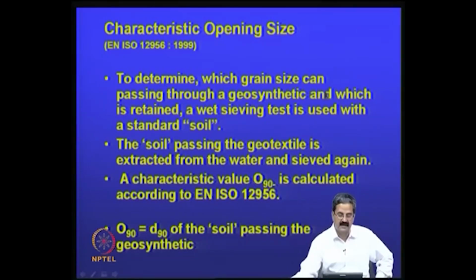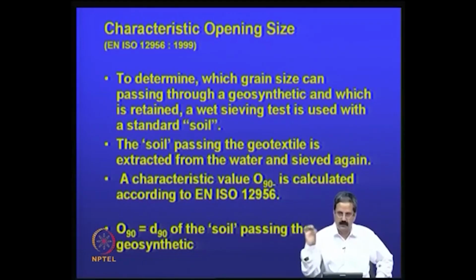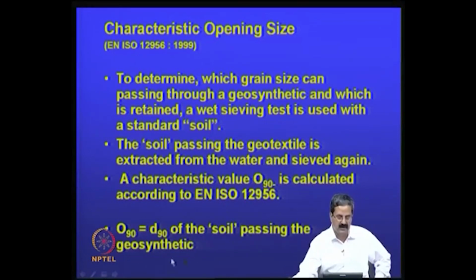So, to determine which grain size can pass through a geosynthetic and which is retained, a wet sieving test is used with a standard soil. We take a standard material and pass it. Let us say for example, you have different glass balls of different sizes, say 0.1 size, 0.01 size, 0.05 size and all that. You try to pass them through the geotextile, and where 90% of the material passes through, you can designate the size corresponding to that 90% as the O90 size. So, O90 is nothing but the D90 of the soil passing through the geosynthetic.